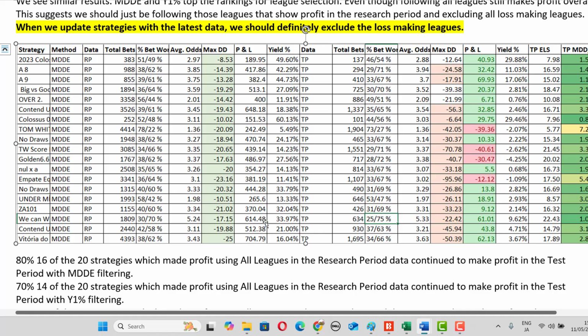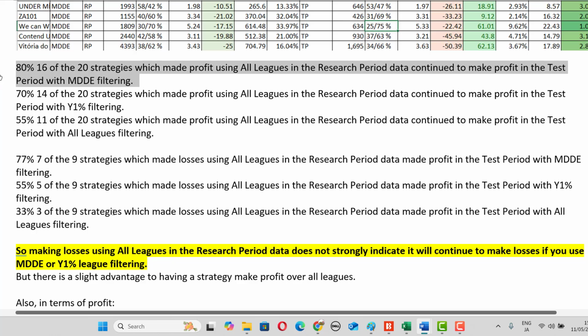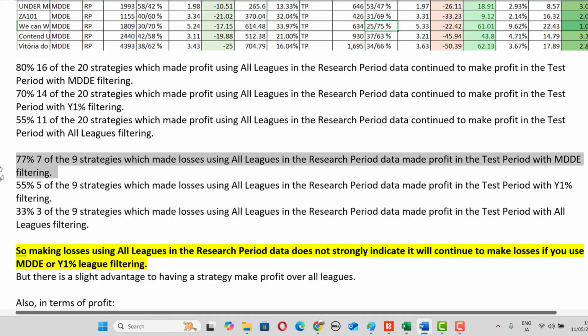So I think we can say that if a strategy works on all leagues in the research period data, then it gives you a higher chance of success when you actually come to follow those and place real money bets on them. And to just spell that out, so 80%, 16 of the 20 strategies that made profit using all leagues in the research period continued to make profit in the test period with the MDDE filtering, but only 77%, 7 of 9 strategies which made losses using all leagues in the research period data made profit in the test period with the MDDE filtering.